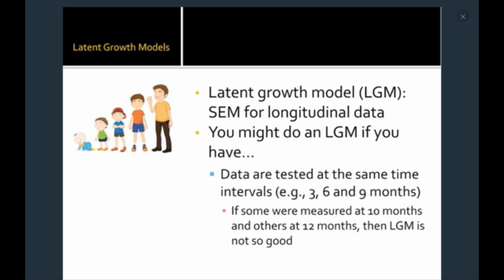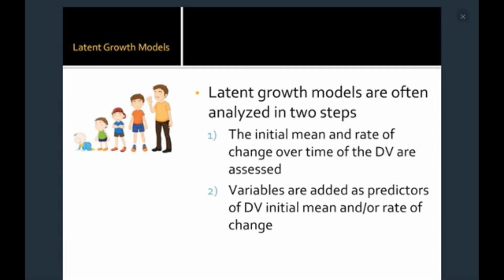So in that case, data were tested at the same time interval across the season. I can't remember how many months that one was, but for example, here we have 3, 6, and 9 months. And so if you have it offset like 3, 6, and 10, or 3, 4, and 8, or something like that, that might be a little bit weird to model because we're looking at linear growth curves here, at least in the basic example. So linear growth meaning equal time intervals.